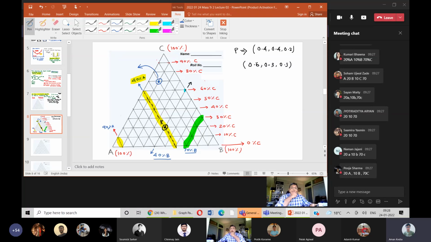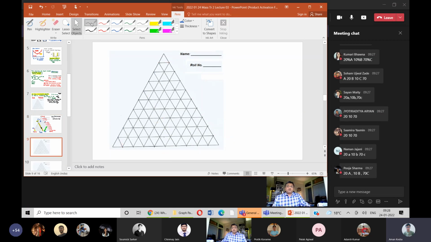Okay. Now, let me ask a quick question. Let's move on. So even for extraction, we are going to follow this marking. A is going to be here, B is going to be here, and C is going to be here. Okay, what is the composition of this point?